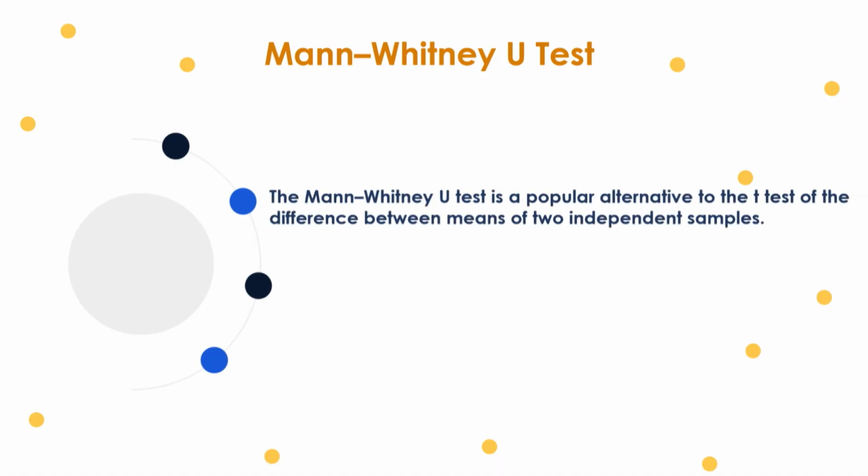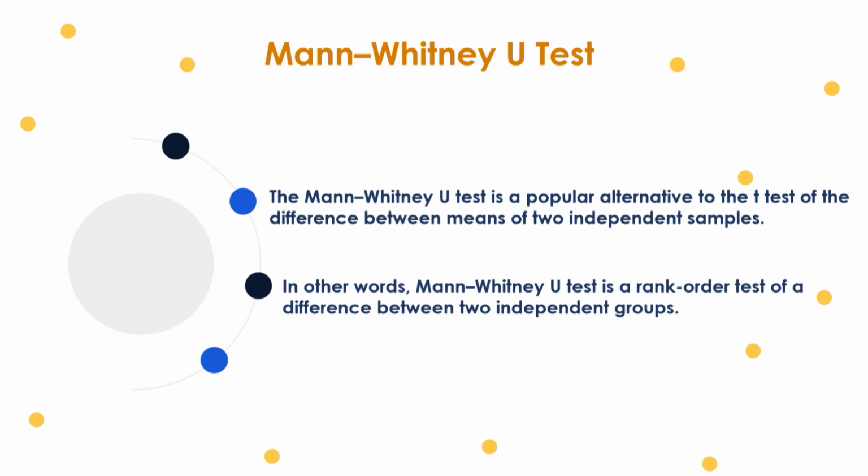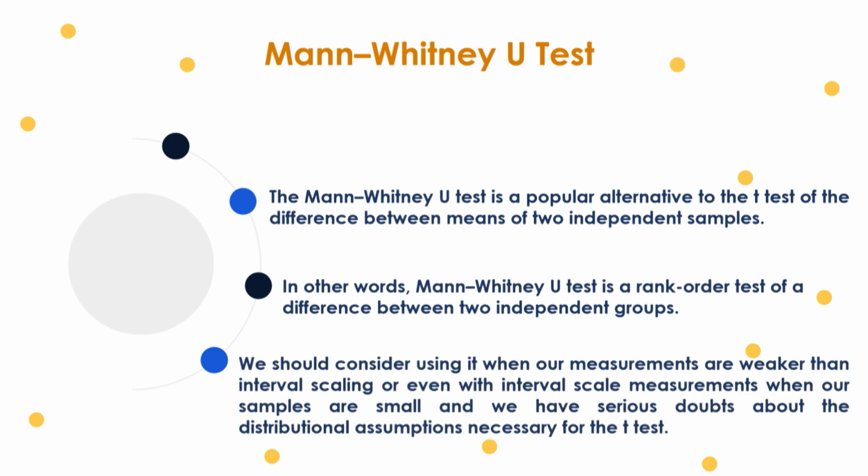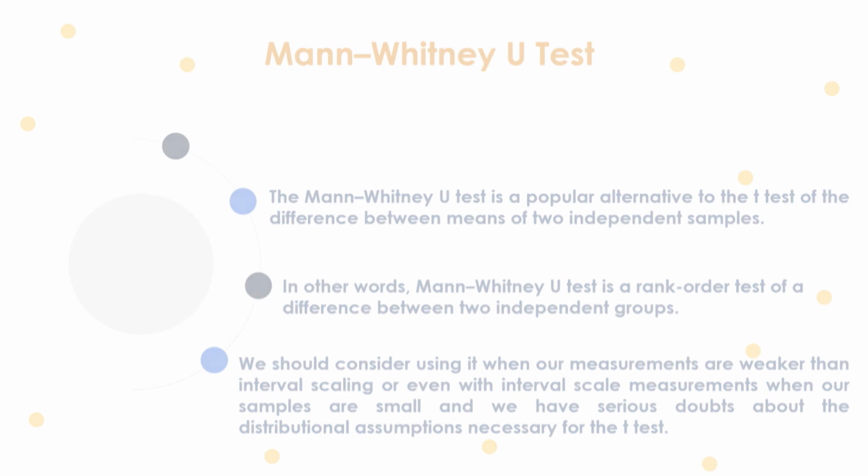So, the definition of the Mann-Whitney U test. The Mann-Whitney U test is the popular alternative to the t-test of the difference between means of two independent samples. In other words, the Mann-Whitney U test is a rank order test of a difference between two independent groups or samples. We should consider using it when our measurements are weaker than interval scaling, or even with interval scale measurements, when our samples are small and we have serious doubt about the distributional assumption. In that case we go for the Mann-Whitney U test rather than the t-test for independent samples.